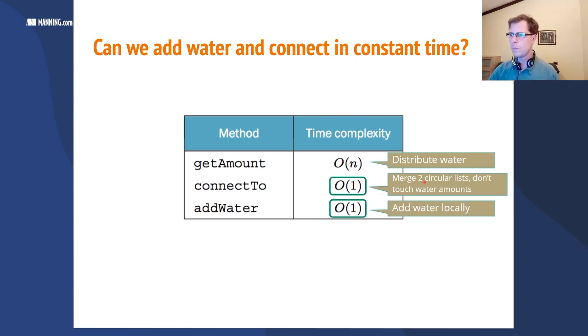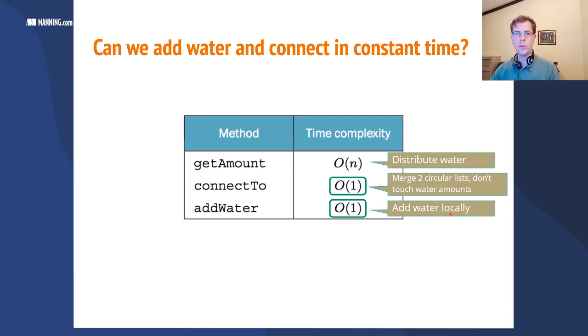Connect to, start from. Connect to will merge two circular lists, which is a very fast operation, and it does not touch the water amounts. It leaves them, it doesn't distribute water. Even add water does not touch water amounts except for the single container where I'm actually pouring water. So it will just add water locally.